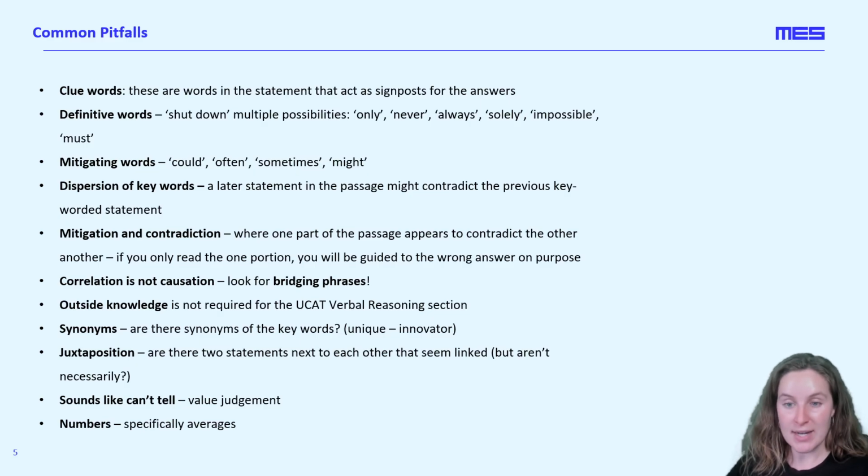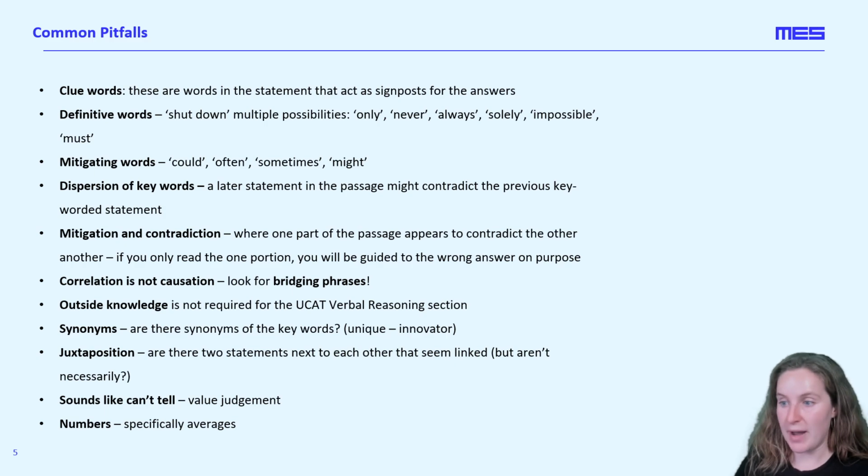That will be indicated to you through bridging phrases like as a result of or consequently in the passage. Those bridging phrases are often used to mark for you what the correct answer is or what the correct answer is not.